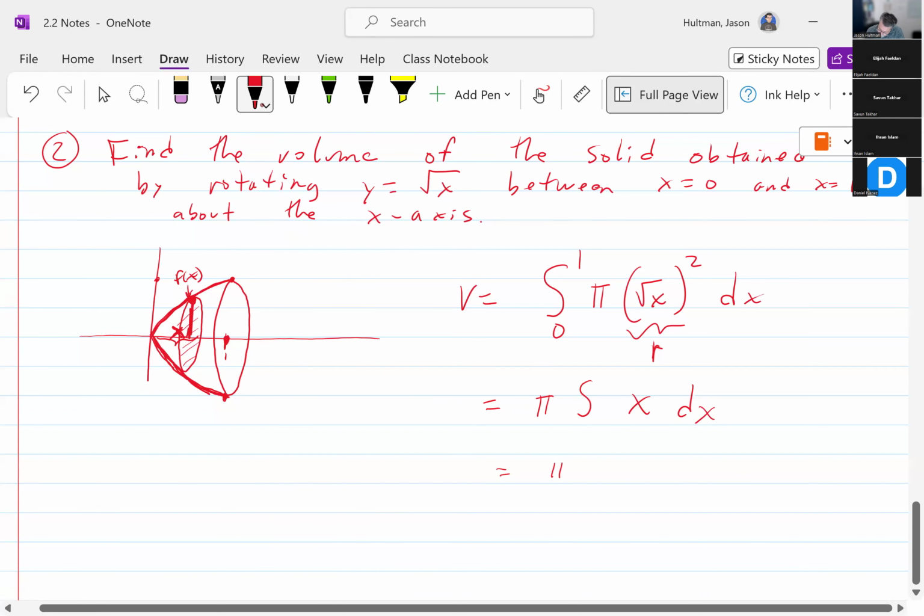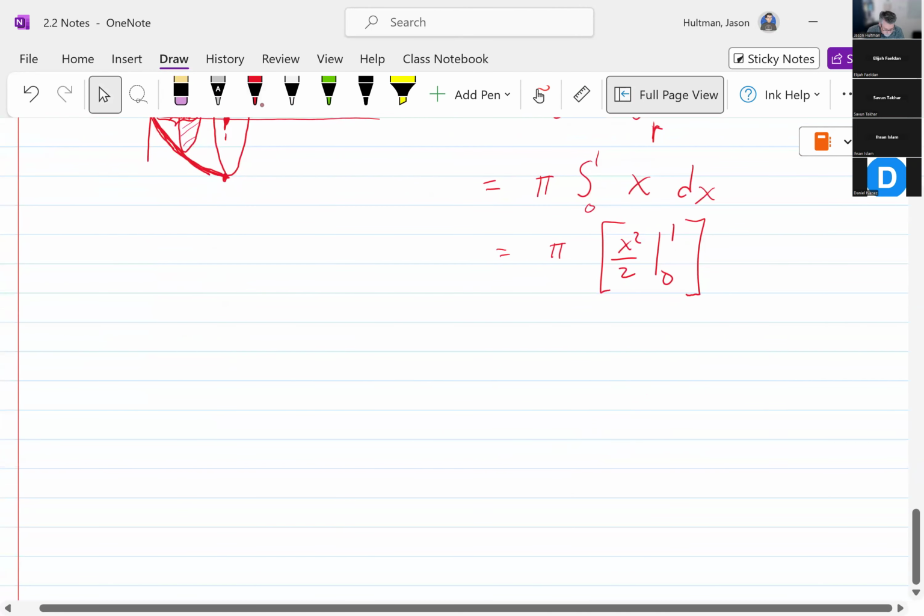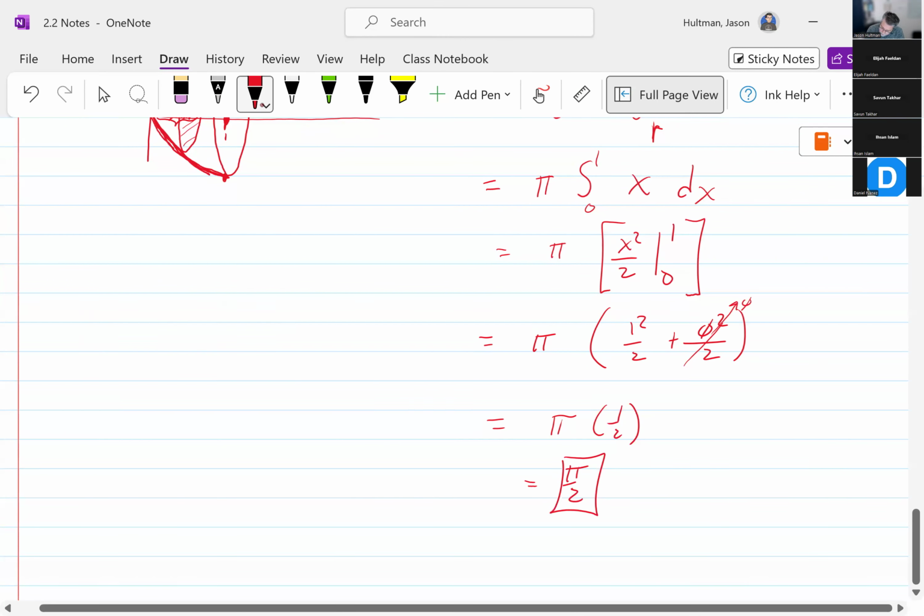So this becomes pi, integral from 0 to 1 of x dx. So that's just going to become x squared over 2 from 0 to 1. This becomes pi times 1 squared over 2 plus 0 squared over 2, which is equal to pi times 1/2 plus 0, that goes away, and we just get pi times 1/2, which is pi over 2, which is our answer.